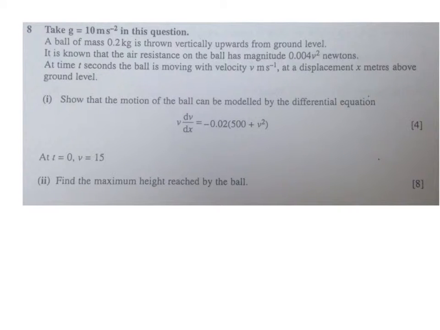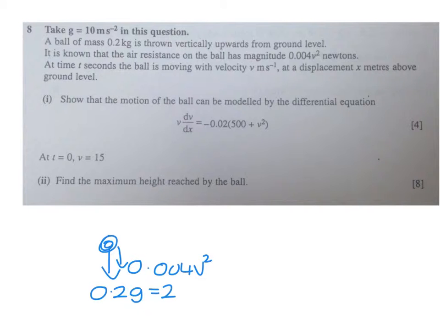Always start with a quick diagram just to check the forces. So we have a ball of mass 0.2 kilograms. So I'm going to have 0.2 g acting down, so that's 2 this time. Moving vertically upwards, and air resistance, which will also be acting down, is 0.004 v squared.